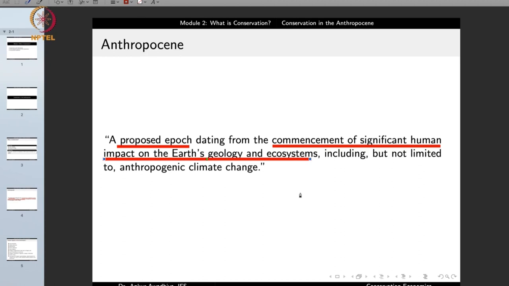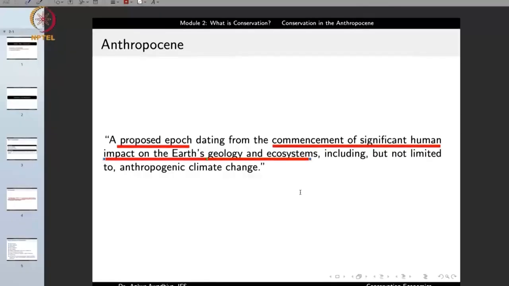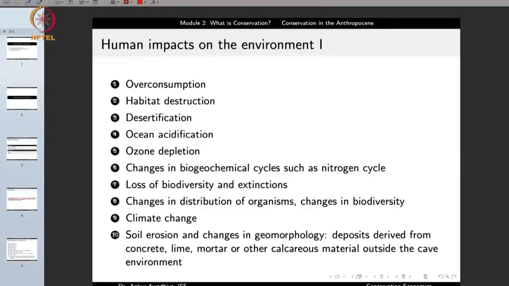So it is a time period, and this time period begins from the beginning of significant human impact on the Earth's geology and on the Earth's ecosystems. And it includes, but is not limited to, anthropogenic, which means man-made, climate change. So it includes man-made climate change and global warming, but it also includes a number of other things. Now what are those other things? The first such impact is overconsumption.